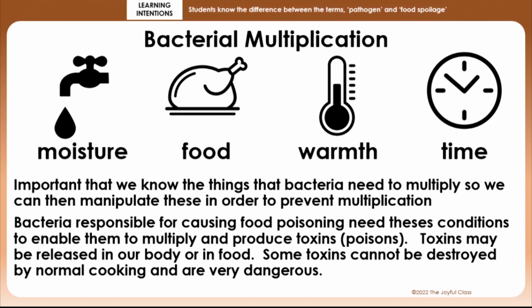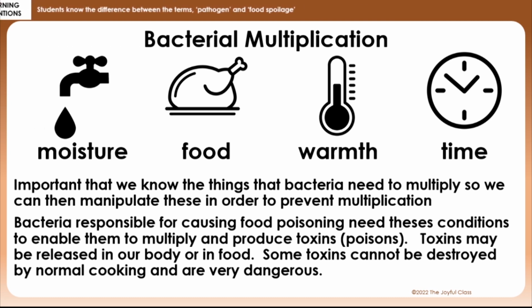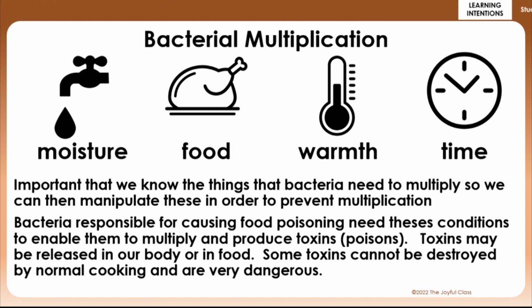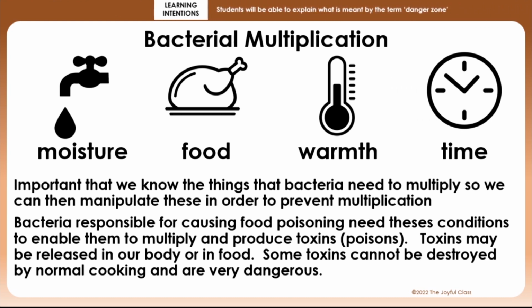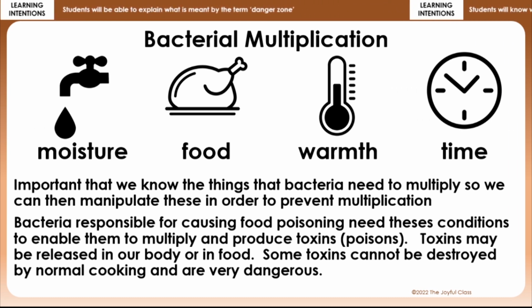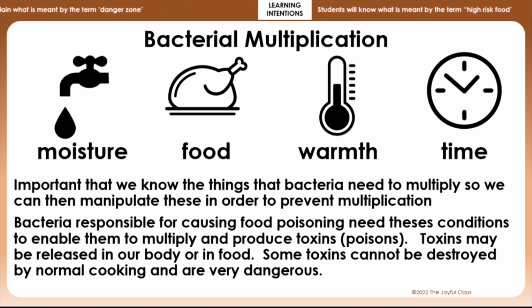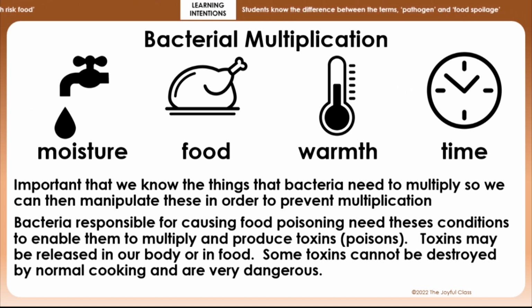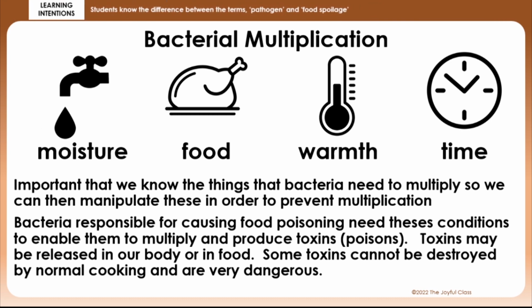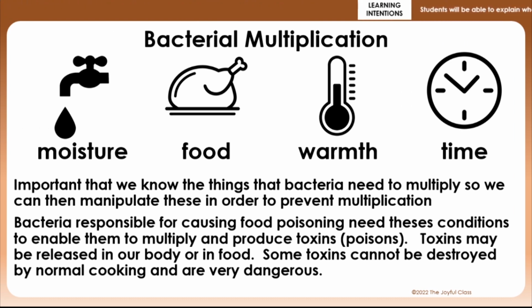Bacteria are responsible for causing food poisoning and they need the conditions to enable them to multiply and produce the toxins or poisons. Toxins may be released in our body or in the food, and some toxins cannot be destroyed by normal cooking and are very dangerous. So the bacteria need moisture, food, warmth and time.